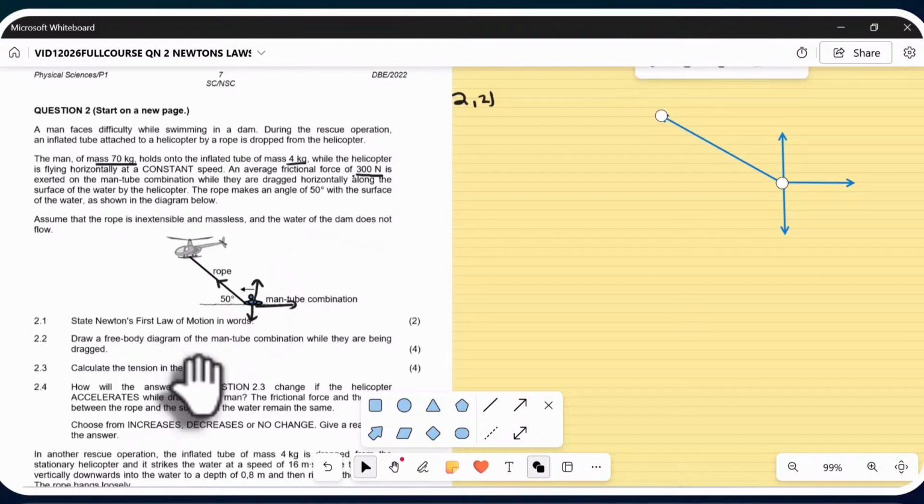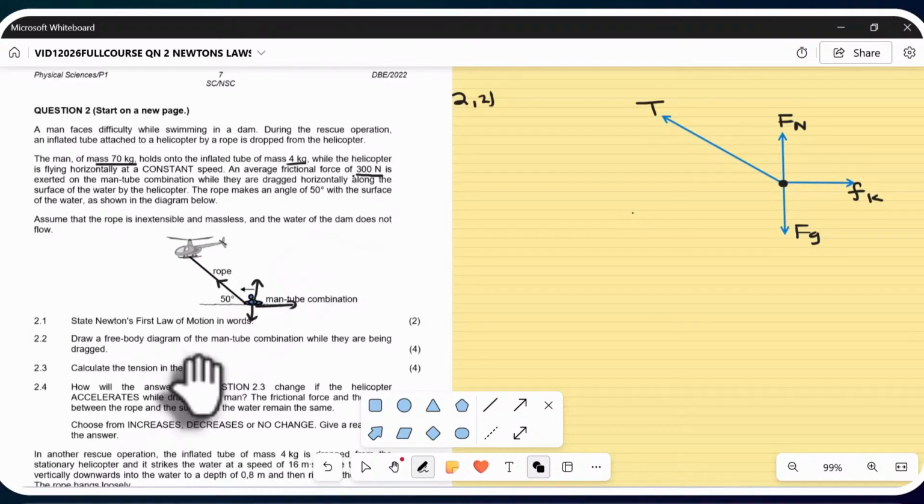Because of the free body, we show it by using a dot here. So this big dot shows the free body. What we see here is our normal force, F normal by the surface of the water. This is the weight Fg. This is the frictional force, and since it's moving, call it kinetic frictional force. And then this is the tension in the rope. That is it there. Then they say now calculate the tension in the rope. That is 2.3.